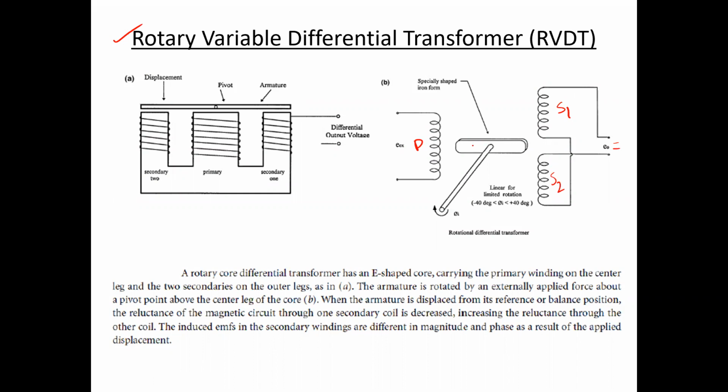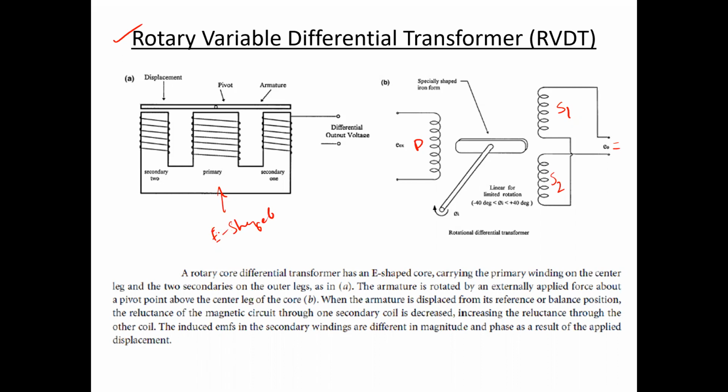However, the difference is that the ferromagnetic core or the armature is now going to move in an angular direction rather than in linear motion. So with respect to the angular displacement of the armature, the induced voltage will change due to the change in mutual inductance in both the secondary windings, because of the change in the magnetic permeability between the paths.